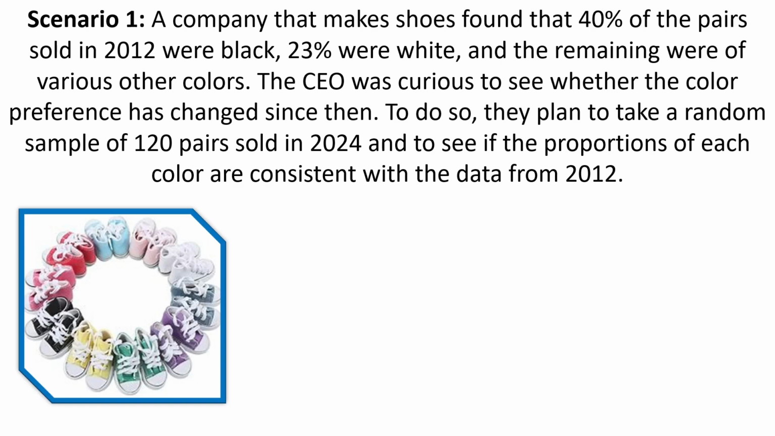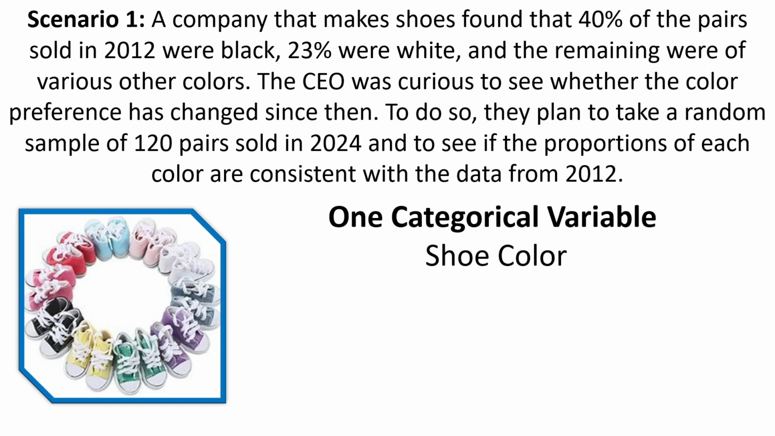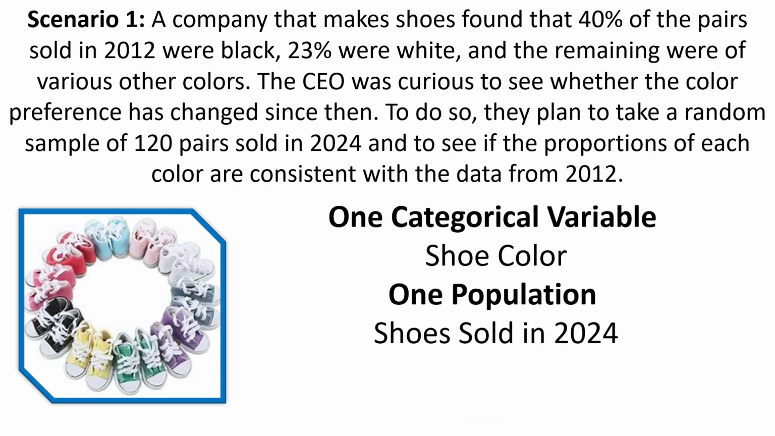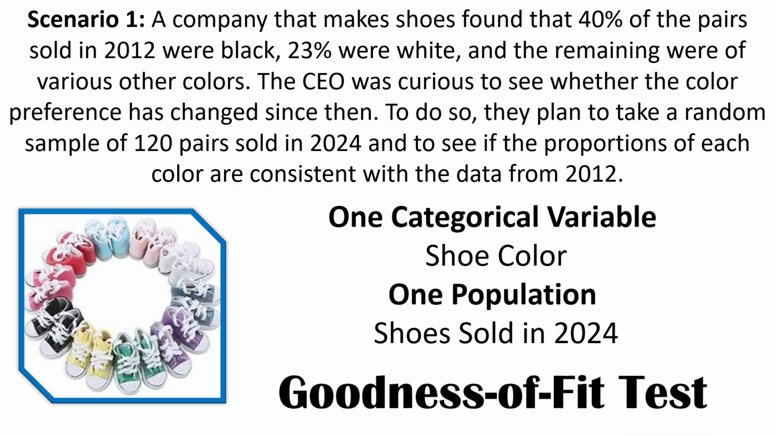The CEO was curious to see whether the color preference has changed since 2012. And to do so, they plan to take a random sample of 120 pairs sold in 2024 to see if the proportions of each color are consistent with the data from 2012. So that is a goodness of fit test. We have one categorical variable, that's shoe color. We have one population from which we are drawing a random sample, and so that can only be a goodness of fit test.